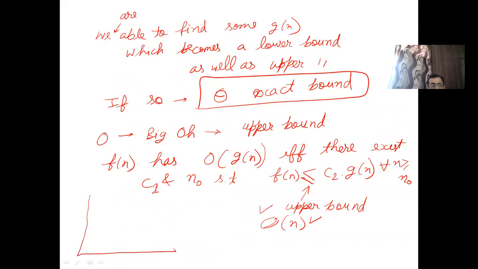Effectively, if I have f(n) growing like this, then big O means start from anywhere, but ultimately this is O of g(n). So f(n) will never overshoot this. It will never go beyond this for large values of n. There could be somewhere an n naught, beyond which it will never go.